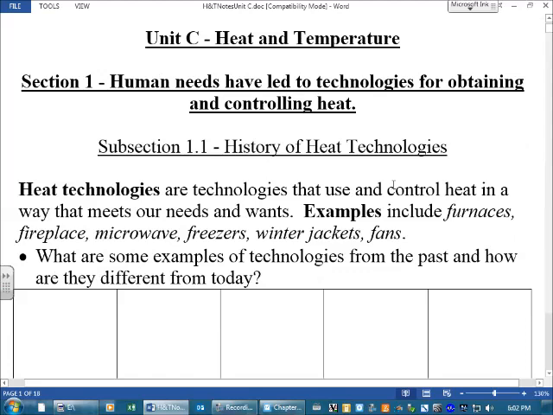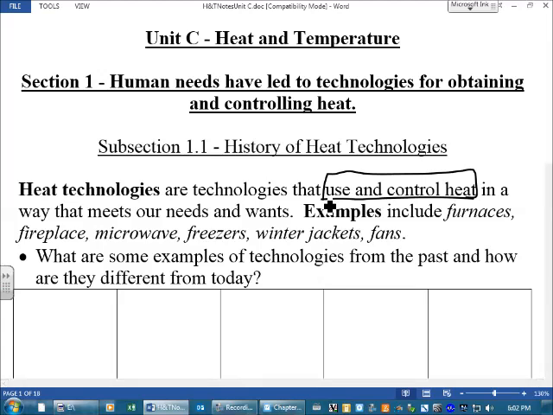Right. So first of all, what is a heat technology? It can be a lot of things. It doesn't have to be anything even high tech, right? Basically, heat technologies are technologies that use and control heat. That's the kicker right there. That's the important part. It uses and controls heat in a way that meets our needs and our wants. Not always just needs. Most of the time, probably wants, actually.